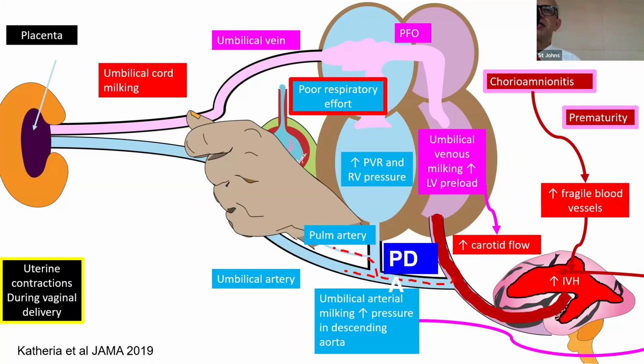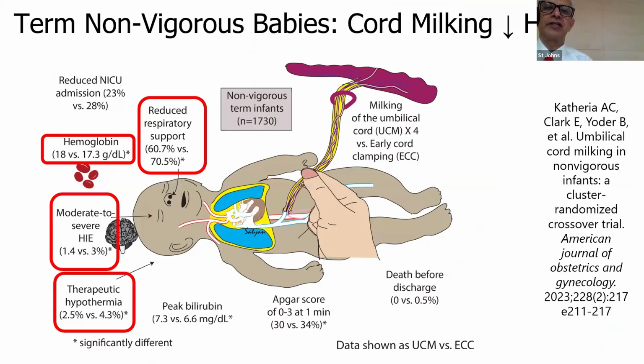So any preterm baby who's born especially by vaginal delivery, who has chorioamnionitis, these babies are at very high risk of developing intraventricular hemorrhage, and for this reason, we do not recommend doing umbilical cord milking in preterm babies. On the other hand, in term babies, it's very effective.